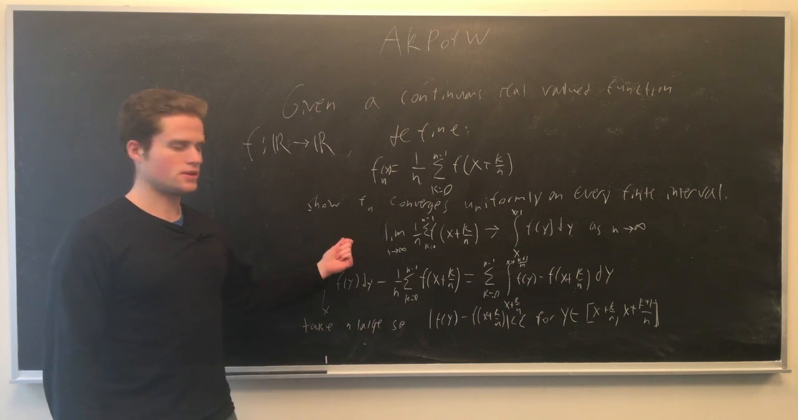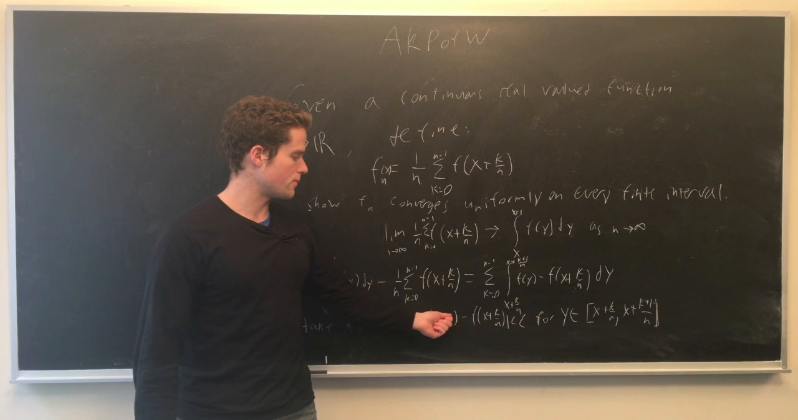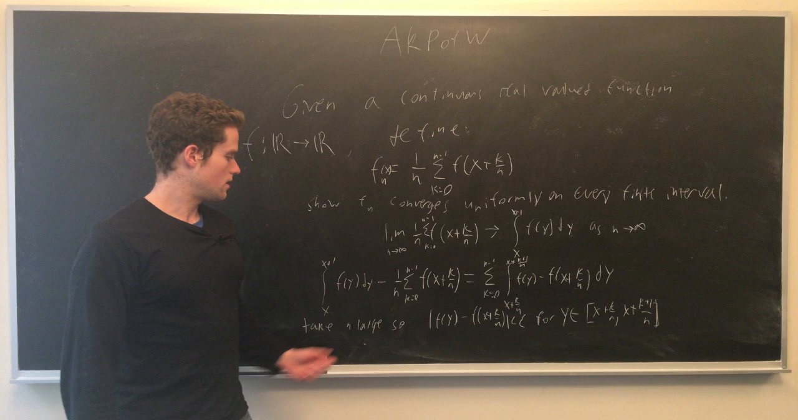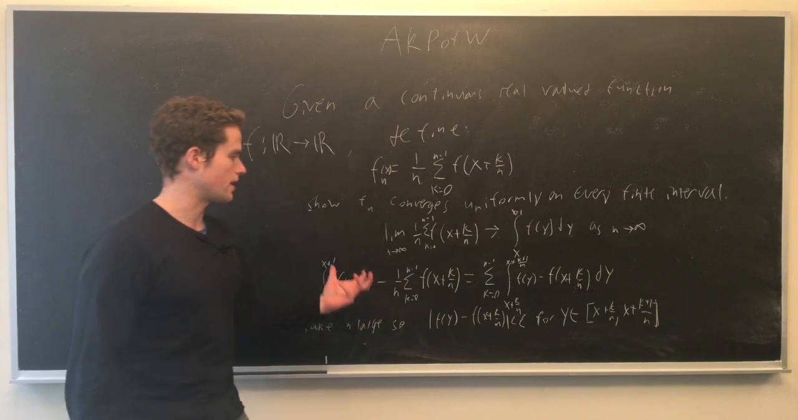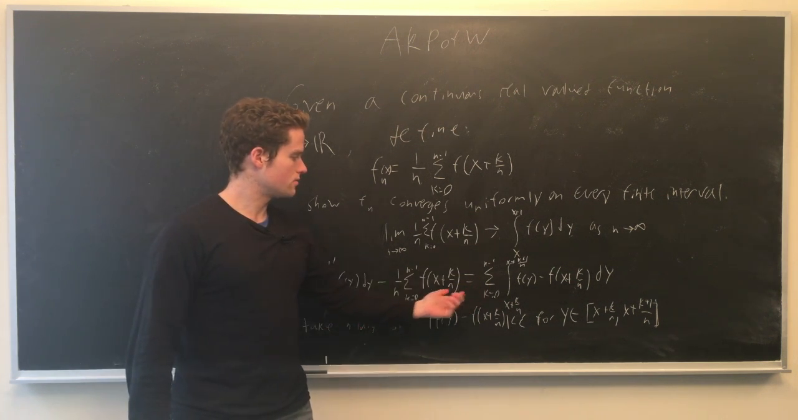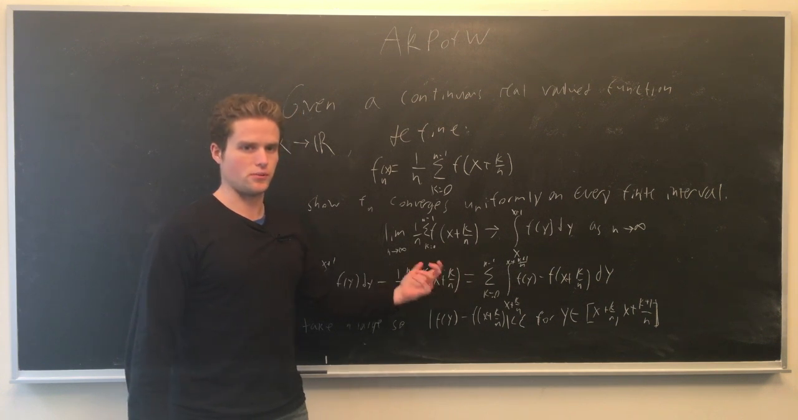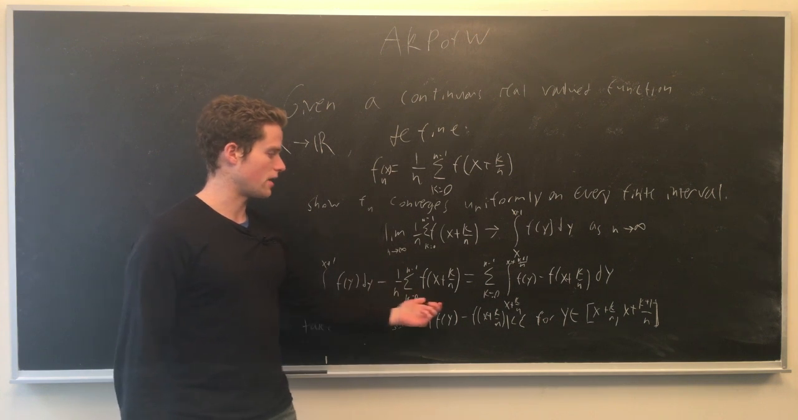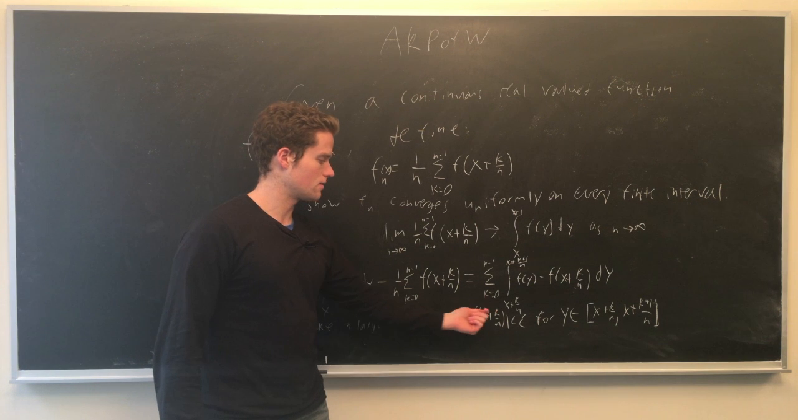So given some epsilon greater than 0, we're going to choose n large enough so that the absolute value of f of y minus f of x plus k over n is less than epsilon. Since f is continuous, we clearly have some n such that this is true. And since our interval from x to x plus 1 is contained in a compact interval on which our function is uniformly continuous, we can pick some delta small enough or some n large enough so that this will be true for all the different k's.